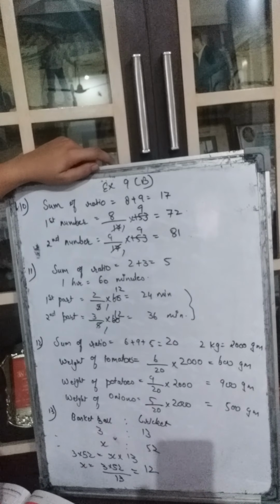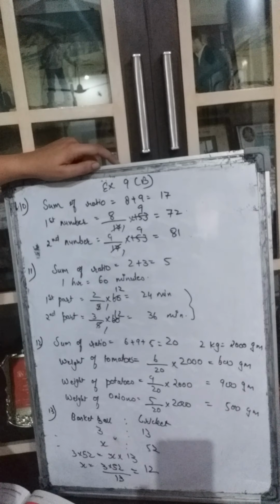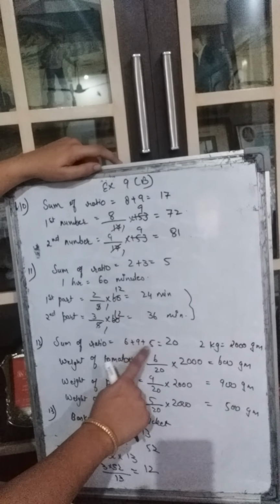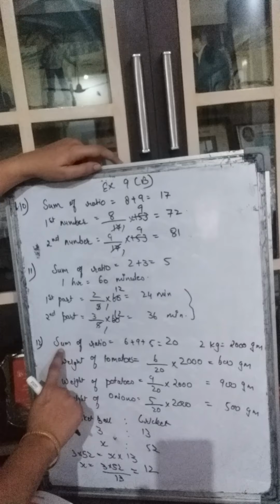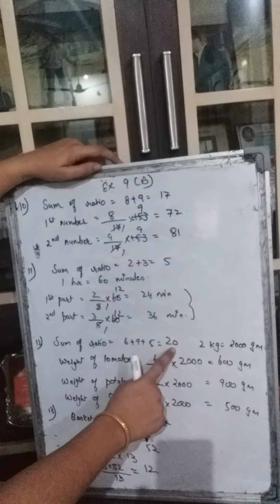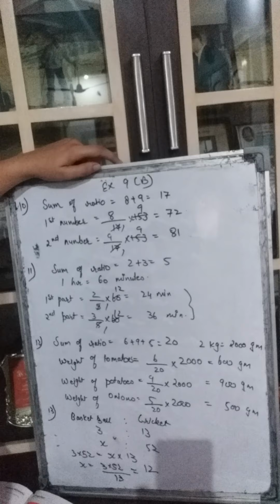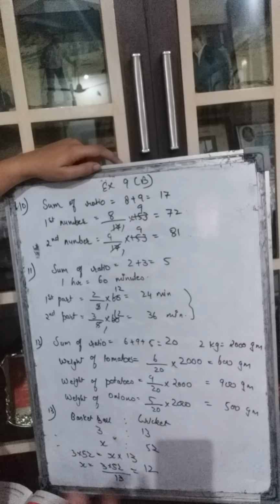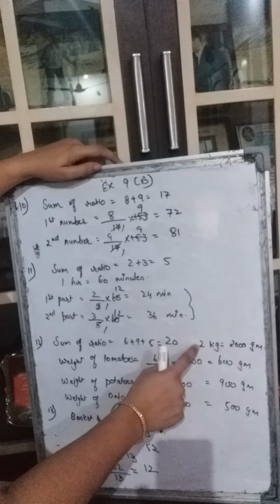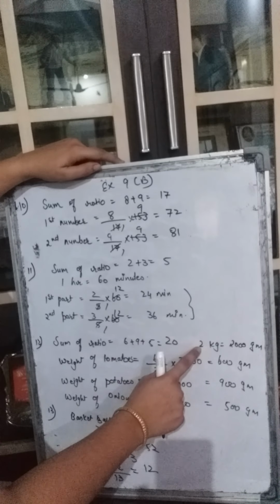Now the 12th question says a bag contains tomatoes, potatoes and onions in the ratio 6:9:5. So let's find the sum of the ratio. 6 plus 9 plus 5 is equal to 20. Then it says if the weight of these vegetables in the bag is 2 kg, then find the weight of each of them. That means this 2 kg will be split into three parts.